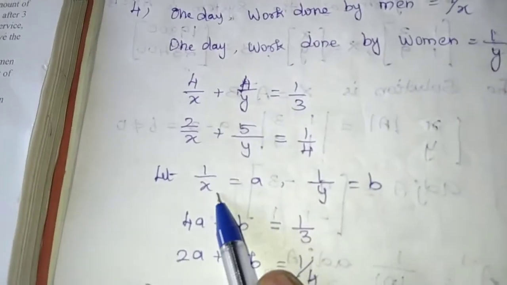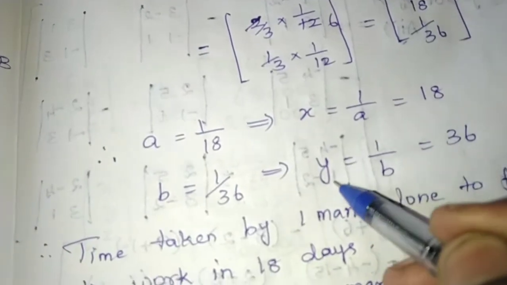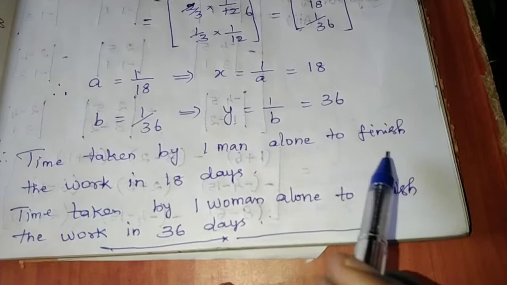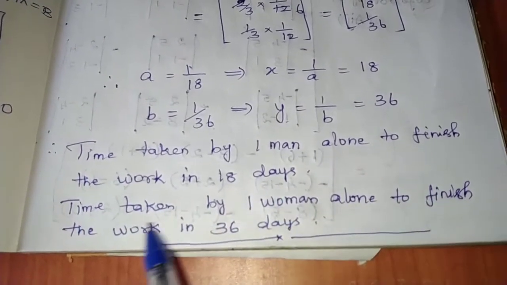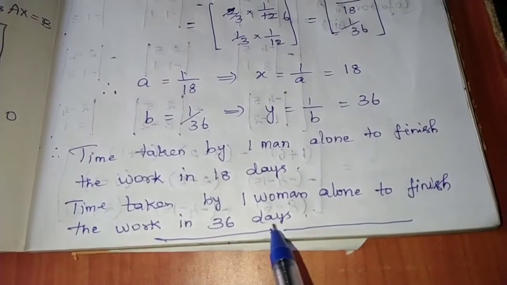A equal to 1 by 18, already a equal to 1 by x, we take x equal to 1 by a, that is take reciprocal of 18. B equal to 1 by 36, that is y equal to 1 by b, take reciprocal of 36. Time taken by one man alone to finish the work is 18 days. Time taken by one woman alone to finish the work is 36 days. Get the answer. See the next sum.